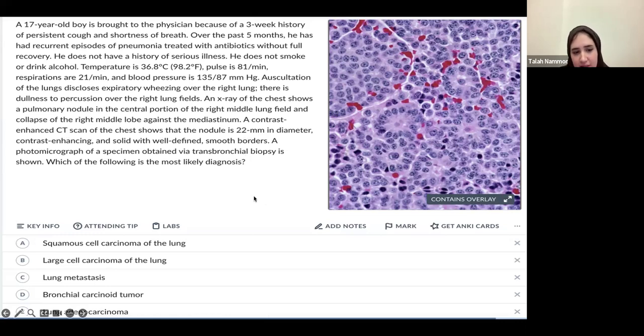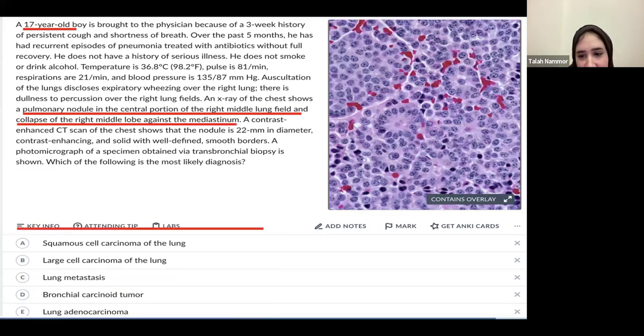What do you guys think this is? He's young. Wait, before you jump into conclusions. He's young and it's in the central portion and his blood pressure is high. And he's young, guys. Lung adenocarcinoma? Carcinoid? It is carcinoid.